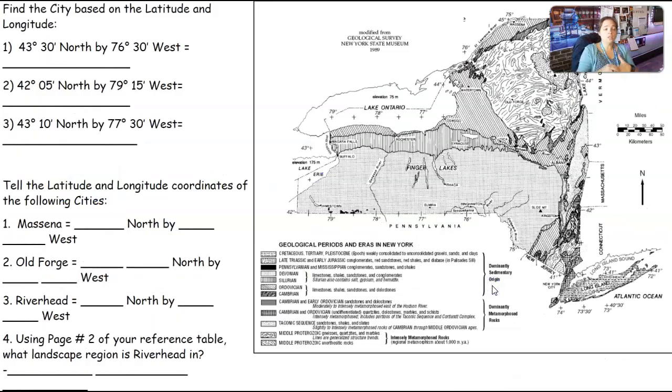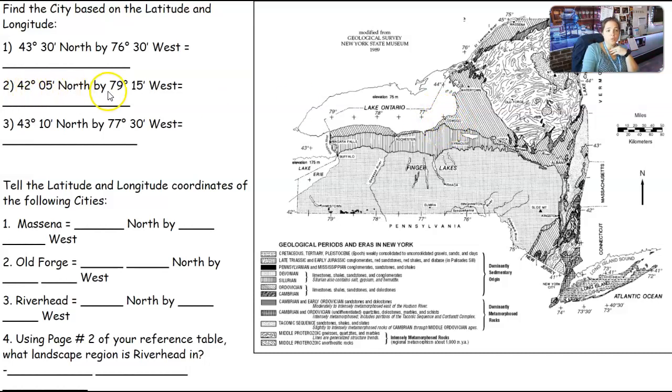All right, let's find cities based on their latitudes. So we've got 43 and 30 by 76 and 30. So this line is my 30. And if I go over, here's 76, that's a plus. There's my 30. There's the other plus. That plus just signifies there's my latitude, there's my longitude. So this right here, Oswego, is my city.